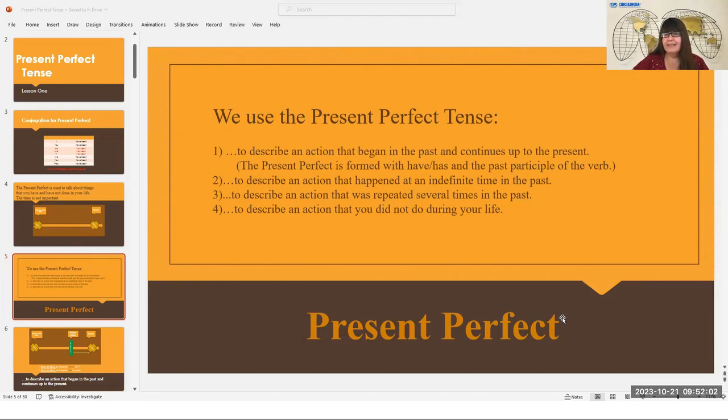And we're going to look at examples of all of these ways. The third way is to describe an action that was repeated several times in the past. And number 4, that way is to describe an action that you did not do during your life. So you have never done something. Let's look at some specific examples so that we can understand this better.